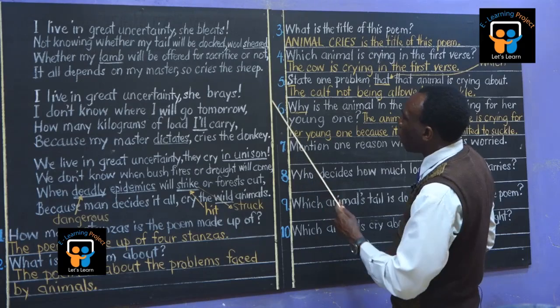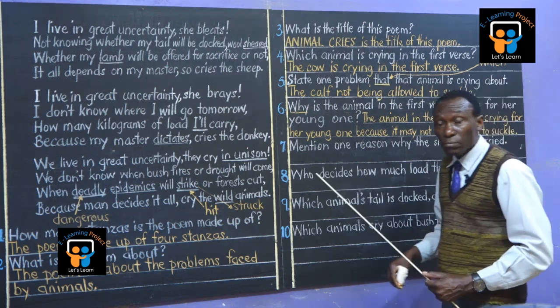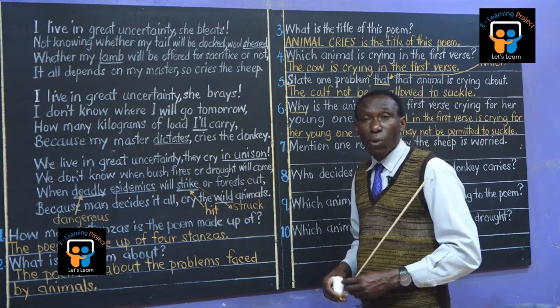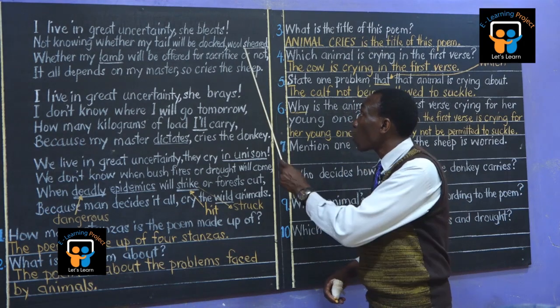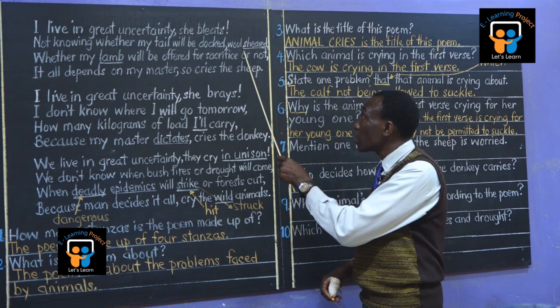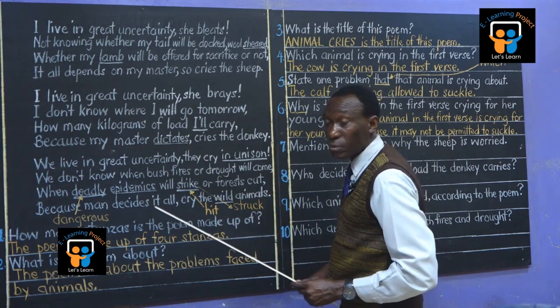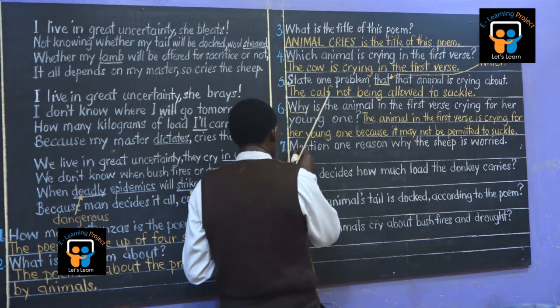Sheep. Bah. So mention one reason why the sheep is worried. Yes? Daniel? One reason why she's worried. Her wool being sheared, okay? Yes, her tail being docked. Okay, so choose one. One reason why the sheep is worried. The sheep is worried.